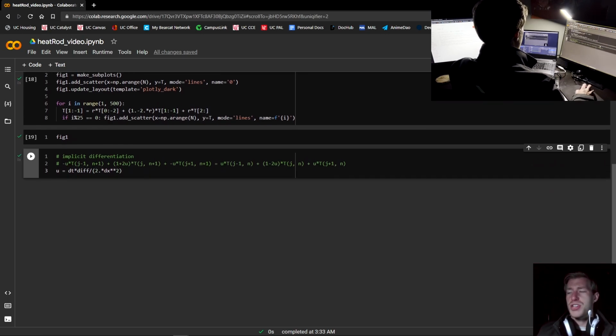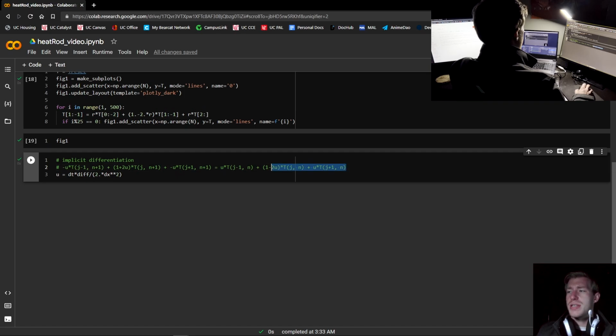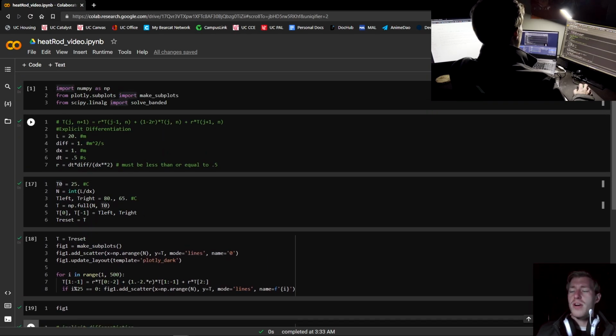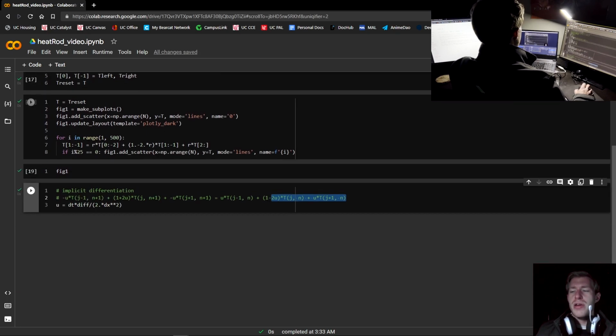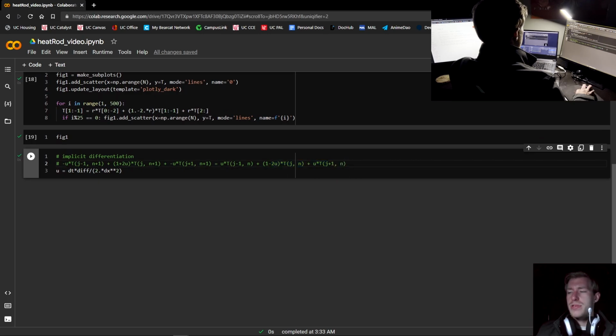This is implicit differentiation. Again, the algebra to get here is fairly simple. We did it in class. I'm not going to bother boring you with it here, but essentially we take our original function and we take the average of both sides from the past and the future, and eventually it works out into this form right here.